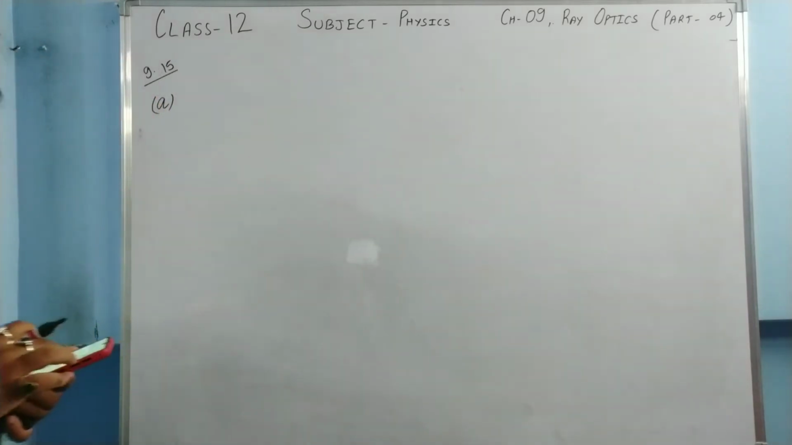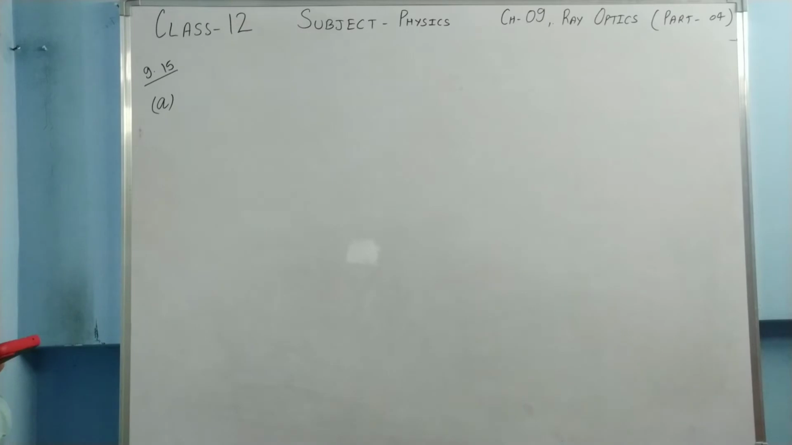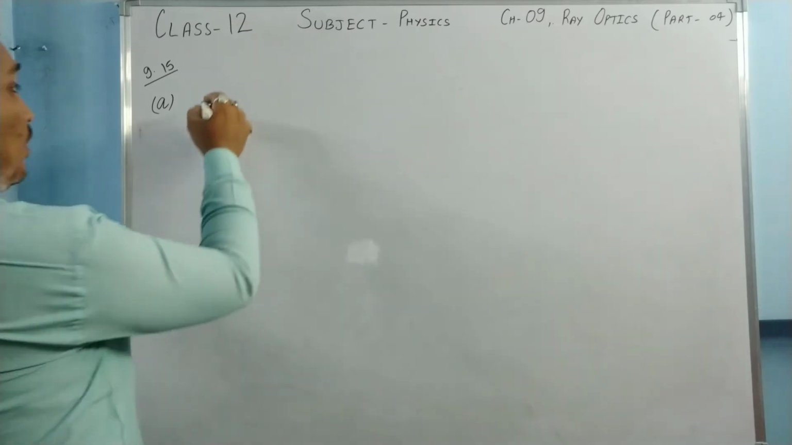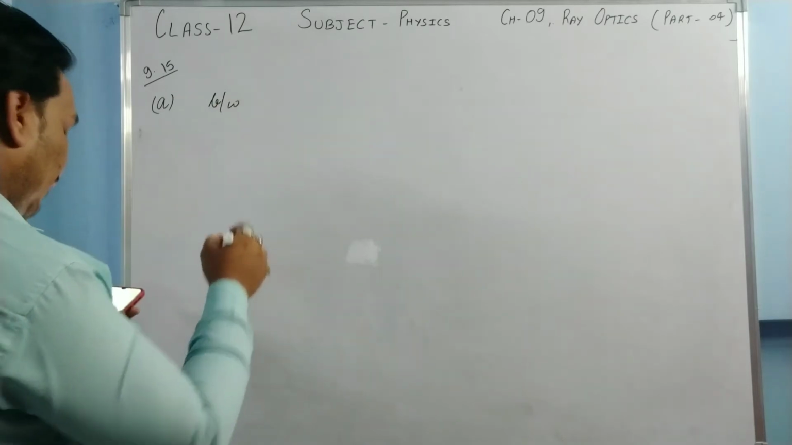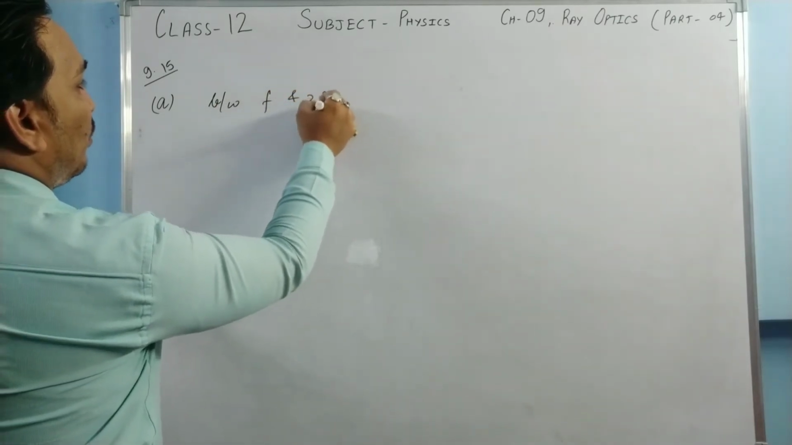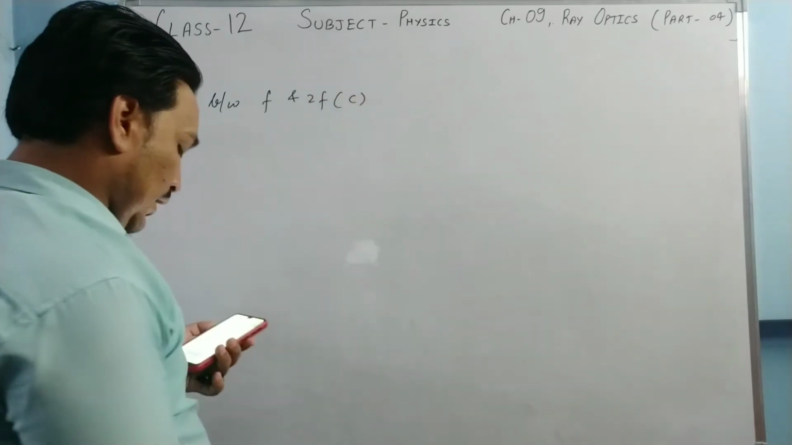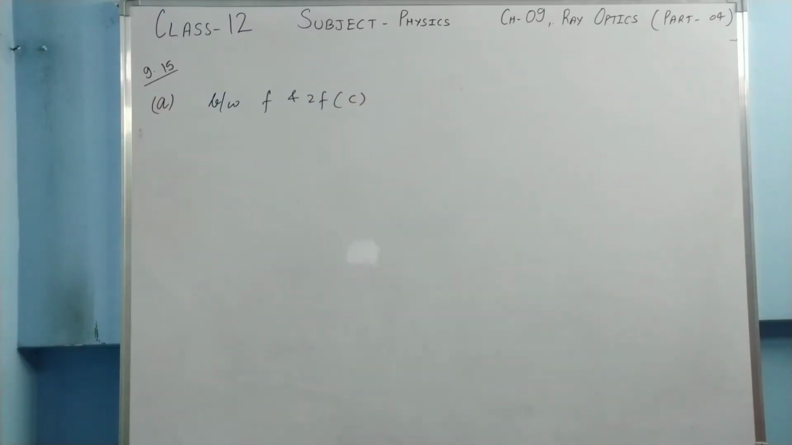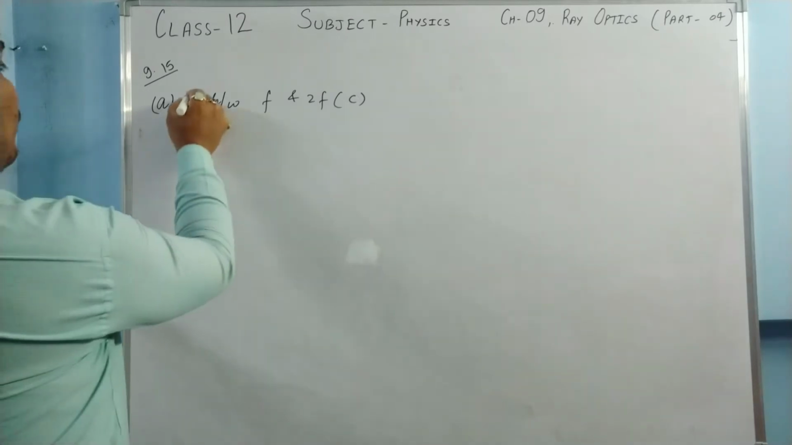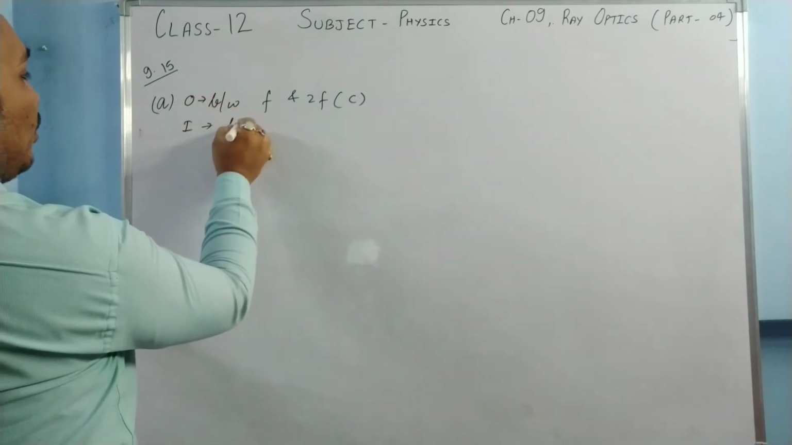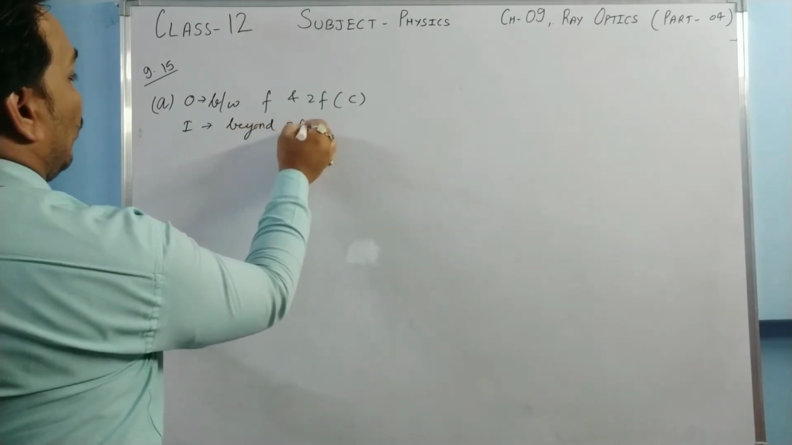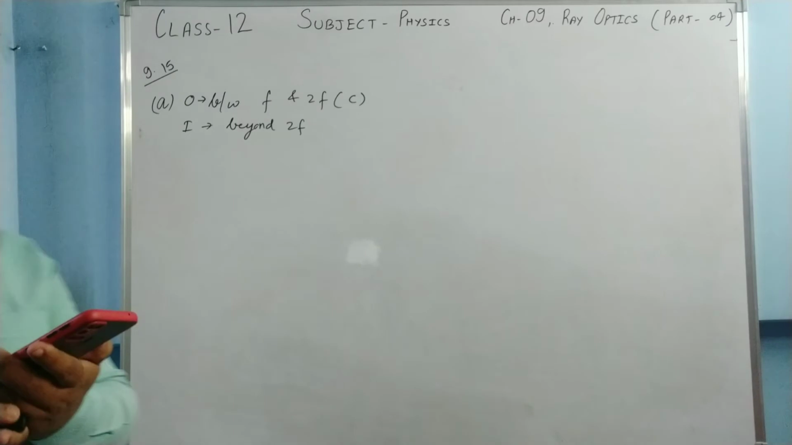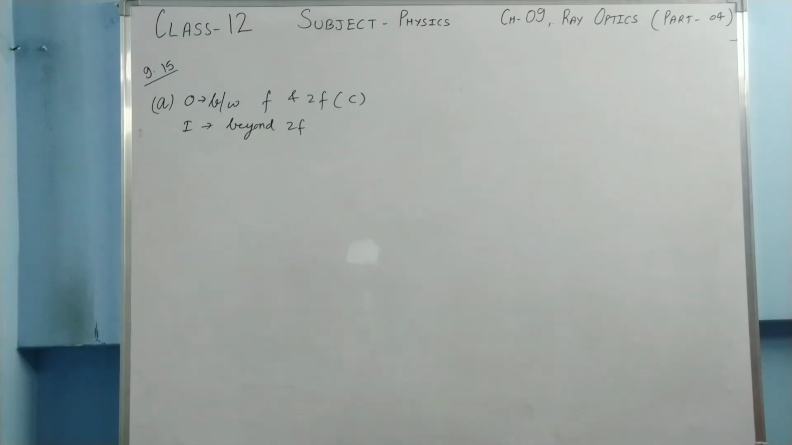A part. Use the mirror equation to deduce that an object placed between f and 2f, 2f means center of curvature C, of a concave mirror produces a real image beyond 2f. If the object is placed here, the image should be beyond 2f or beyond C. That we have to prove. We are not going to make ray diagrams to prove, because in the question it is given to use the mirror equation to deduce that.